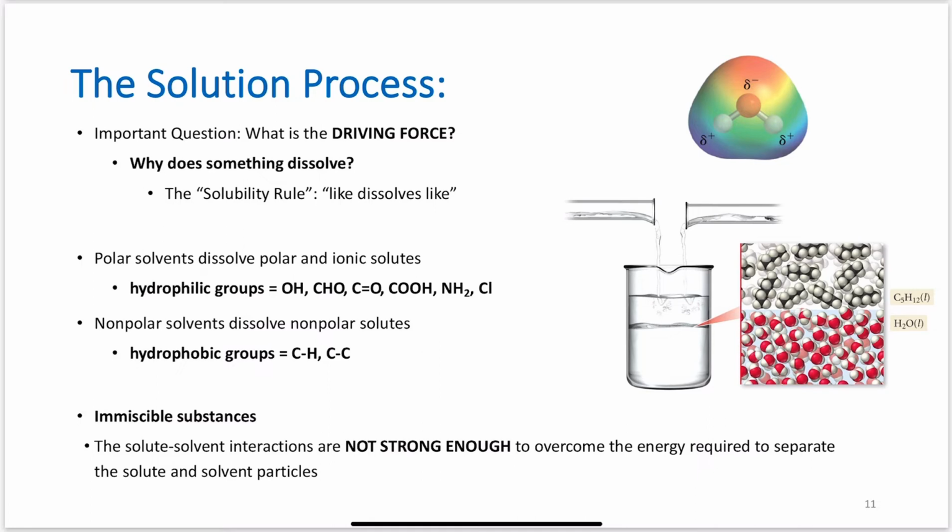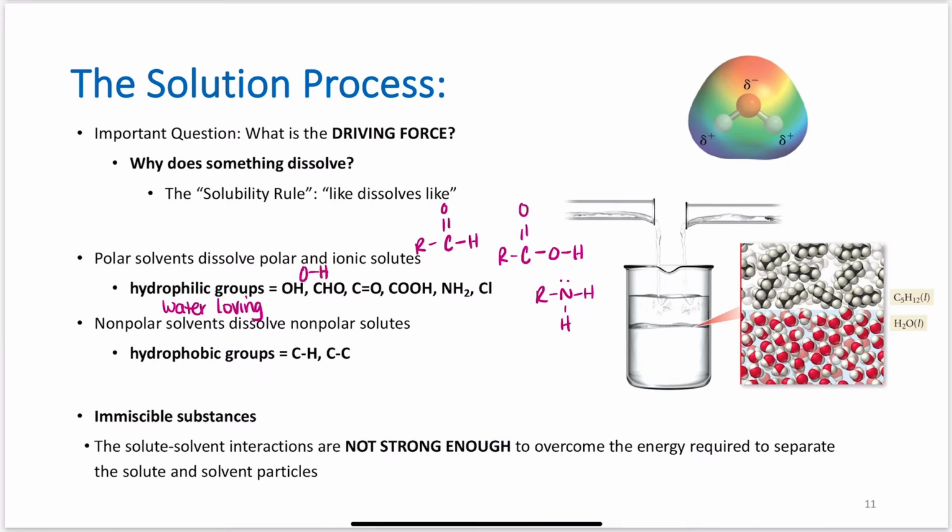Hydrophilic groups like OH, CHO, C double bond O, COOH, NH2, Cl. These are hydrophilic, meaning water-loving. And remember what these look like. OH. CHO would have an R group over here. A CO is just a C double bond O. COOH has a structure like this. NH2. Cl, etc.